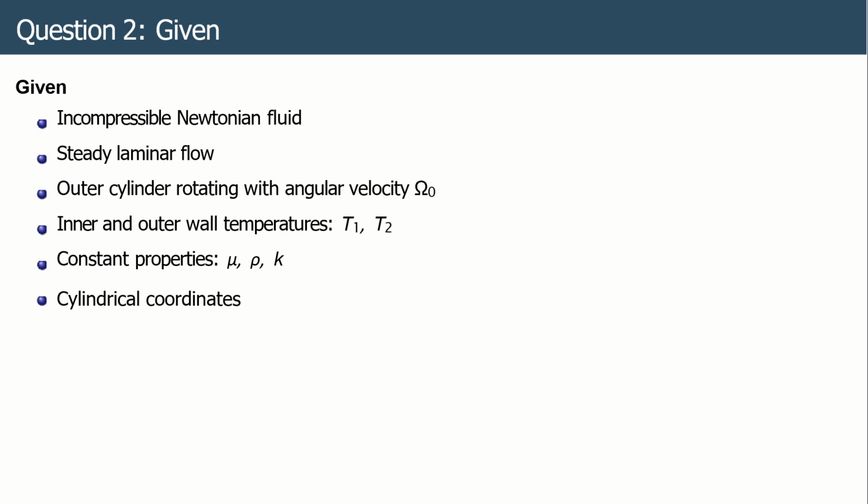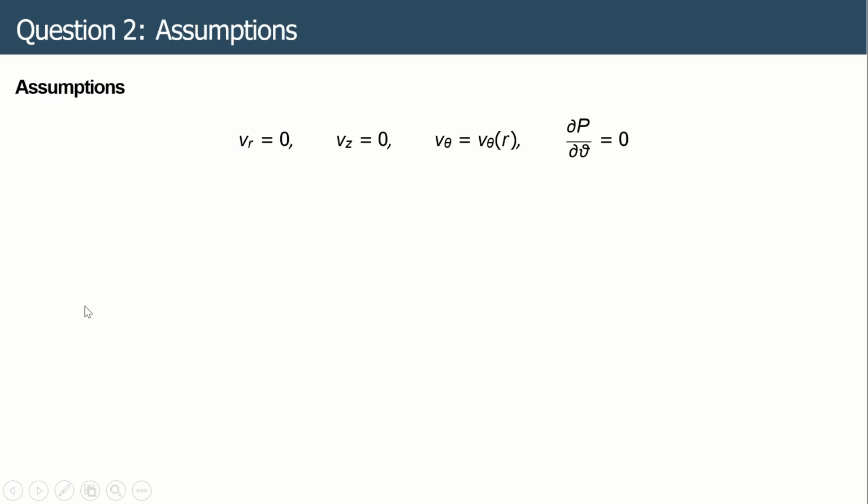So let us start with the solution. So the given things are incompressible Newtonian fluid, steady laminar flow, outer cylinder rotating with angular velocity omega naught, inner and outer wall temperatures T1 and T2, constant properties mu, rho, k, and cylindrical coordinates. The assumption is as follows: there is no velocity in r direction and z direction, all the velocity is only in theta direction, and that is changing with respect to r. Dou p by dou theta is equal to 0.